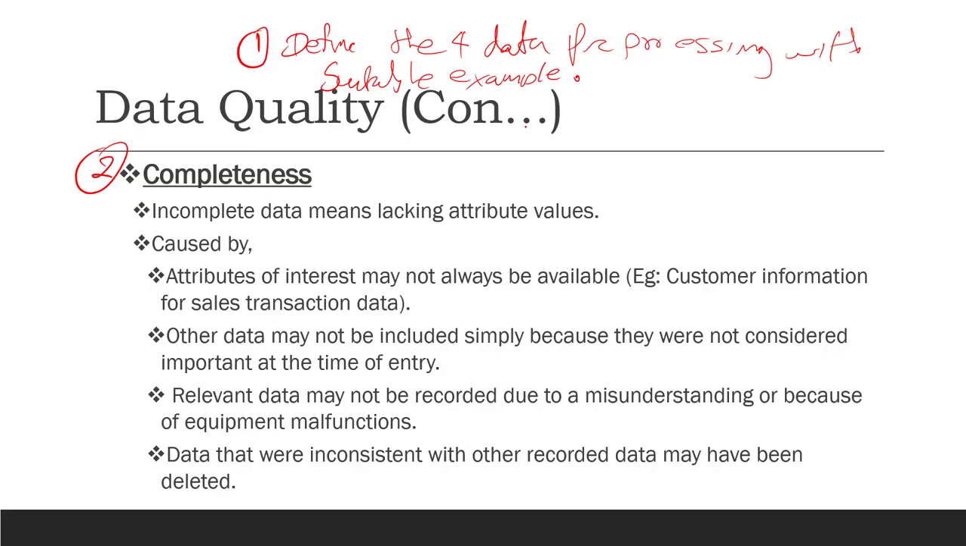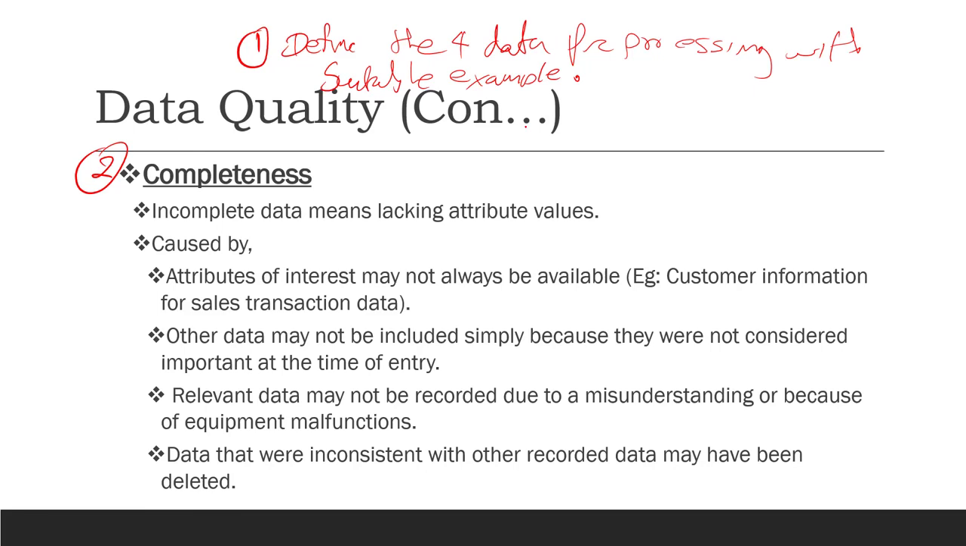What do you mean by data cleaning? What are the things included in data cleaning? Similarly, what are the aspects of data transformation? What are the aspects of data reduction? Likewise, then the next thing, the last thing you need to explain with a suitable example, right?